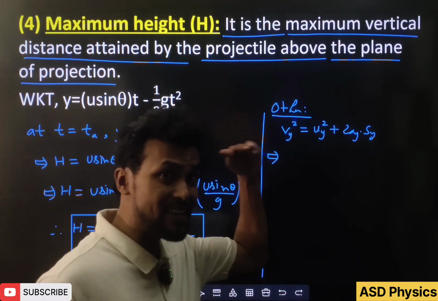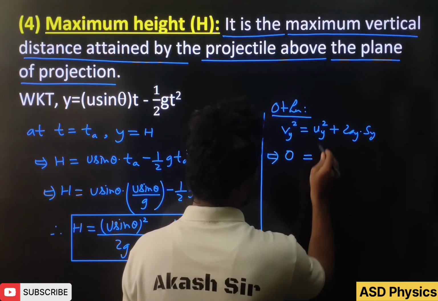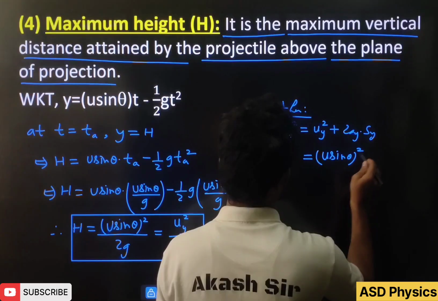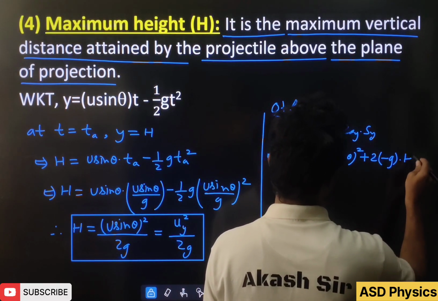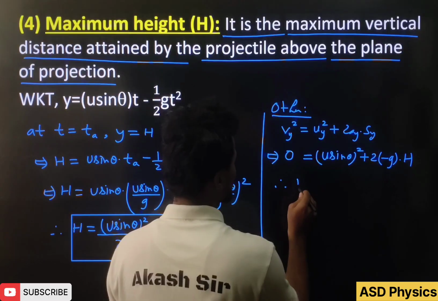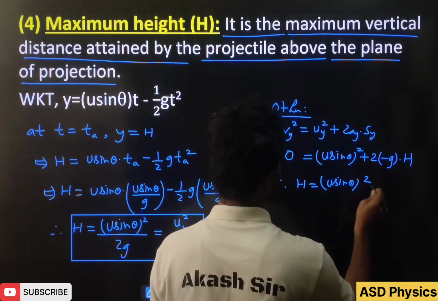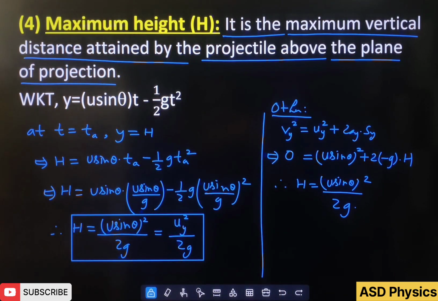You know very well, at the highest point, at point B, the vertical component is 0. Uy is, you can see directly, u sin theta whole square at point O, plus 2 ay, where ay is minus g, and the maximum height is h. So even from here I can write h equals (u sin theta) whole square by 2g. But mostly we get it by the second equation, not by the first equation.